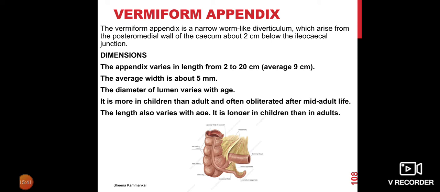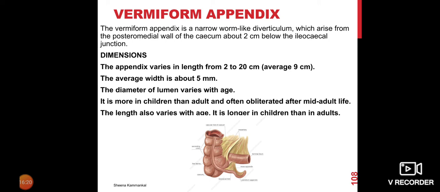Diameter of the lumen varies with age. It is more in children than in adults and often obliterated after middle life. That is why infection in the vermiform appendix is more prone in children. Why? Because the lumen inside the vermiform appendix is larger compared to an adult. In adult life, after middle age, the cavity of the vermiform appendix gets obliterated. So appendicitis is common in children when compared to adults.